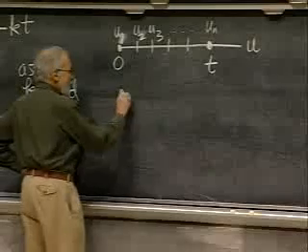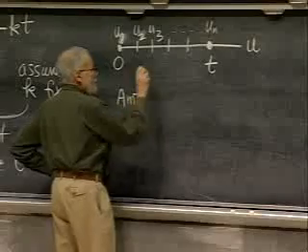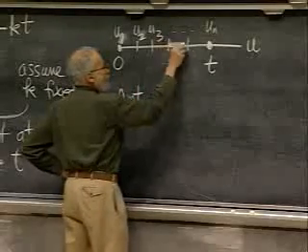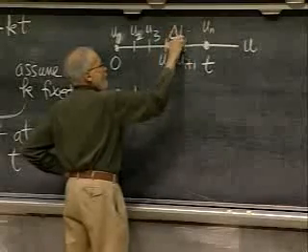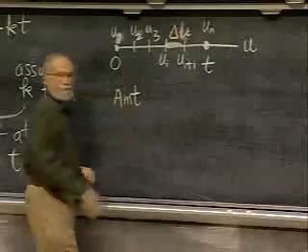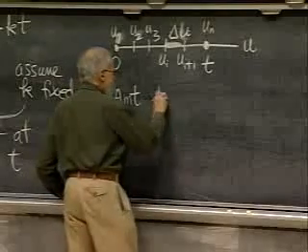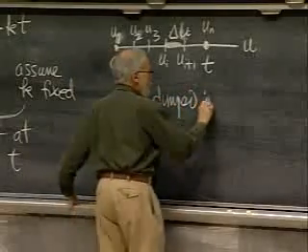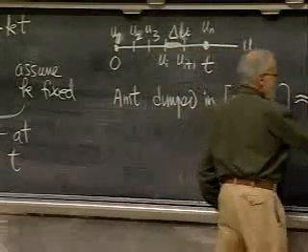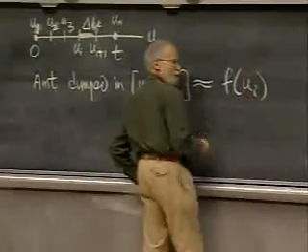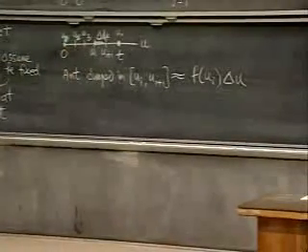Now, the amount. What I'm going to do is take a time interval from ui to ui plus 1. This is a time interval delta u, divided up into equal time intervals. So the amount dumped in the time interval from ui to ui plus 1 is approximately f of ui, the dumping function there, times delta u. We calculated that before. That's the meaning of the dumping rate.